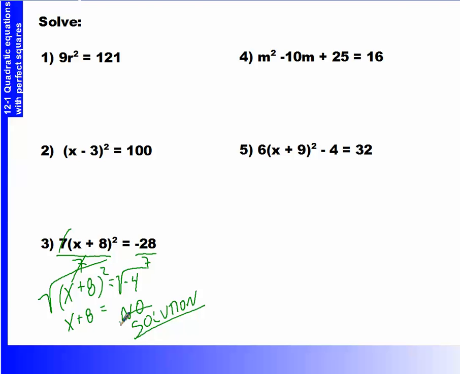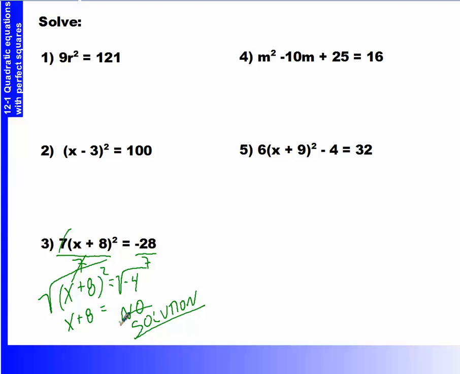All right. Moving on. You could, but we're going to get into imaginary numbers later. So this is just going to be no solution. Would you still have to solve it? Nope, just no solution. All right.